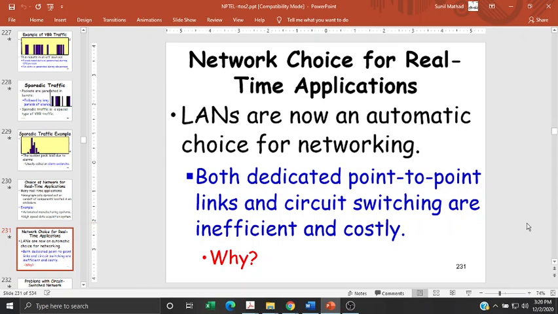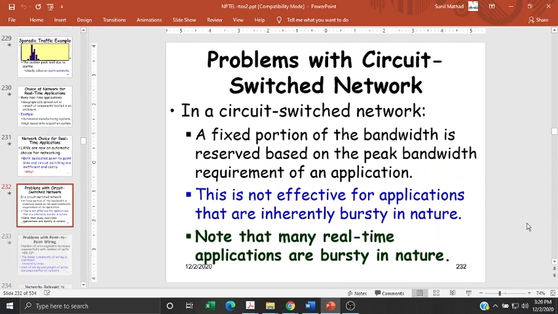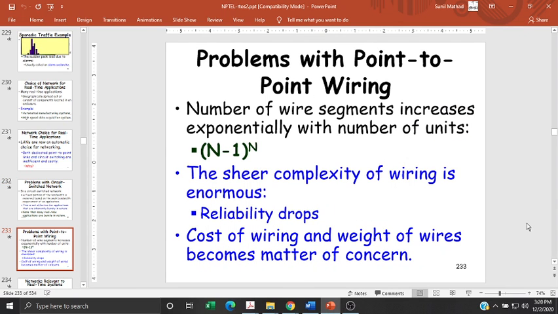What is the advantage? Consider point-to-point communications or links. If there are n people, the number of wire segments increases exponentially with the number of units. If I want to establish communication between n people or n systems, that many wires are required for point-to-point communication, which is a costlier affair. Whenever something is not working, you have to debug that entire mesh of wires. So reliability and maintainability come into the picture.